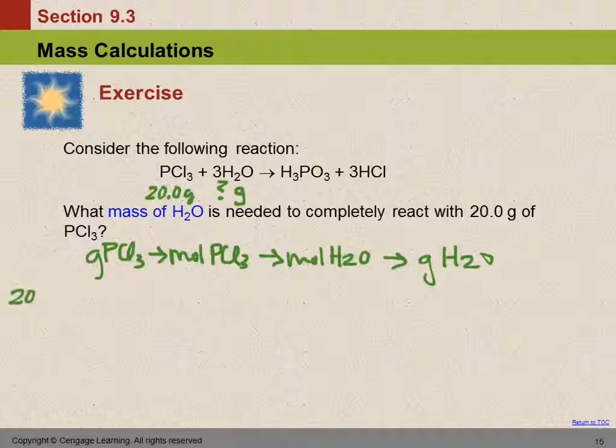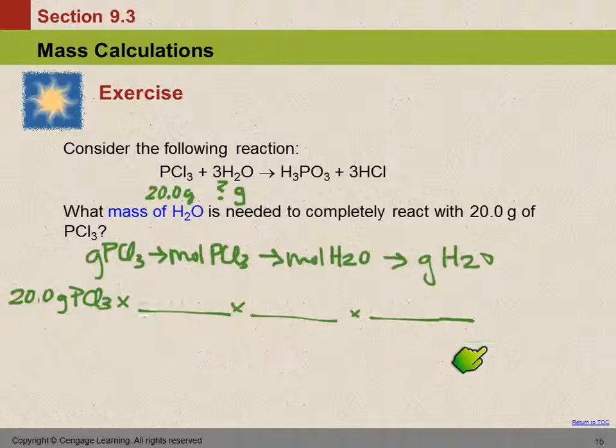So then we just start with 20.0 grams of phosphorus trichloride times... Grams to moles to moles to grams. That's what goes on the top here. Just copy it down. Grams of PCl3 to moles of PCl3 to moles of H2O to grams of H2O.